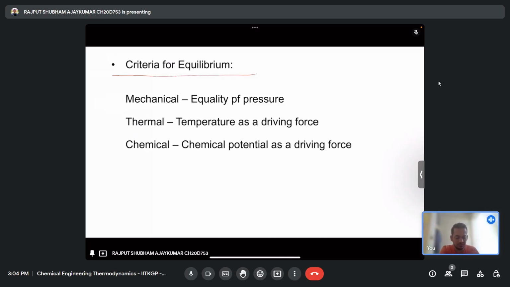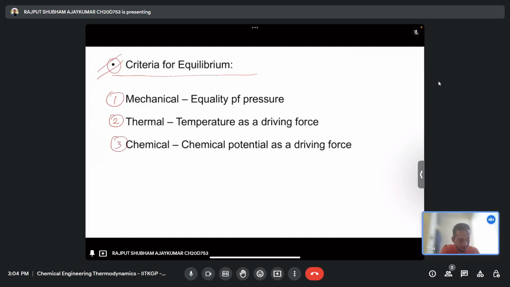So the first thing, after determining the laws of thermodynamics, various terms and concepts, and the process like reversible, irreversible, is what is equilibrium and what is the criteria for equilibrium. There are three different types of equilibrium, as I have mentioned up here. The first is mechanical, the second is thermal, and the third is chemical. The mechanical equilibrium corresponds to the equality of the pressure.